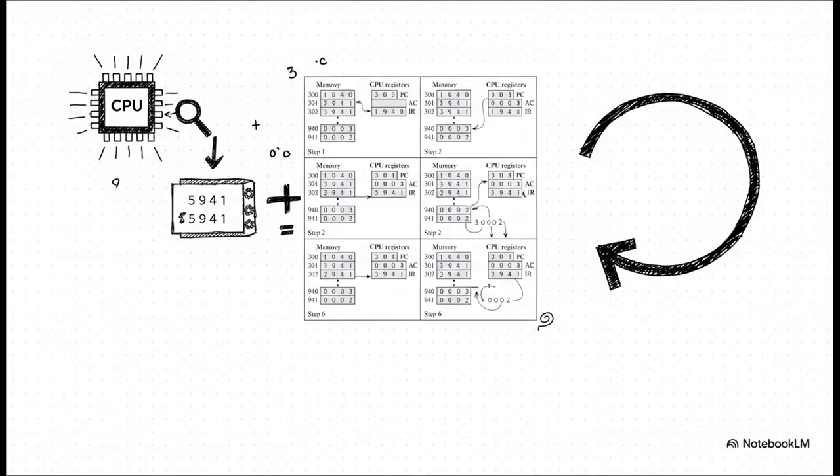The PC is at 301, so the CPU fetches instruction 5941. It decodes the 5 to mean add from memory. So it goes to address 941, fetches the value 0002, and adds it to the 0003 that's already waiting in the accumulator. 3 plus 2 gives us 5. The result, 0005, now replaces what was in the accumulator.